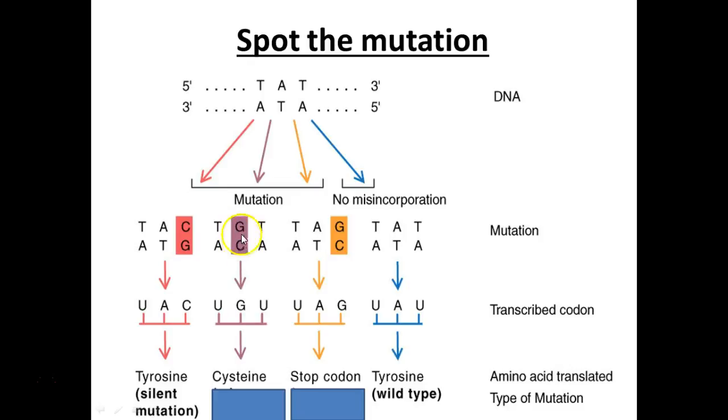For this one, we've got a mutation. The DNA has changed, the codon has changed, and the amino acid has changed. Which mutation is this? Missense. Again, a mutation, a change in the DNA, a change in the codon, and now it codes for a stop, where the ribosome is going to stop. This is the nonsense mutation.